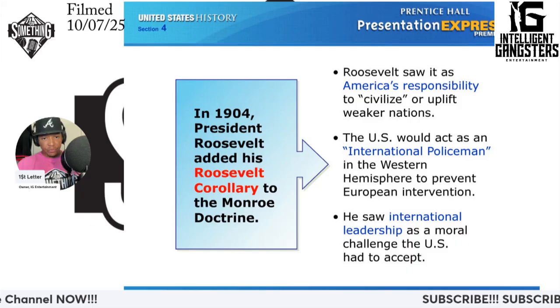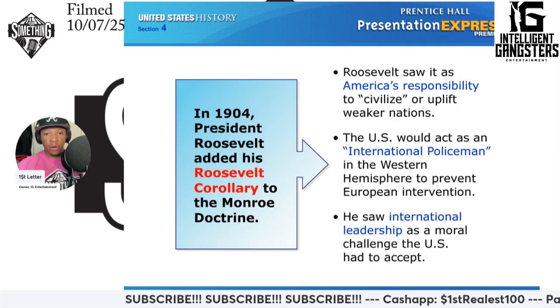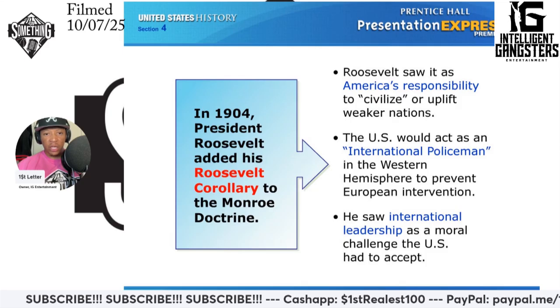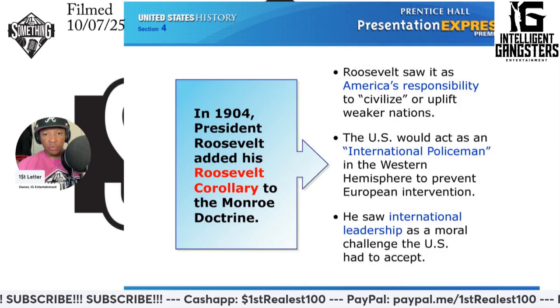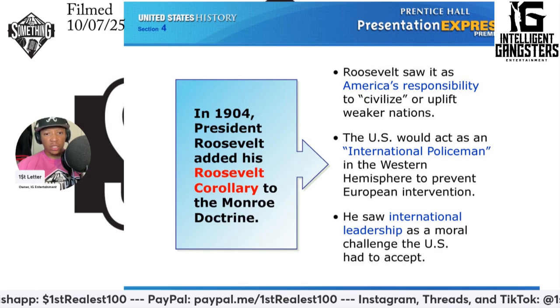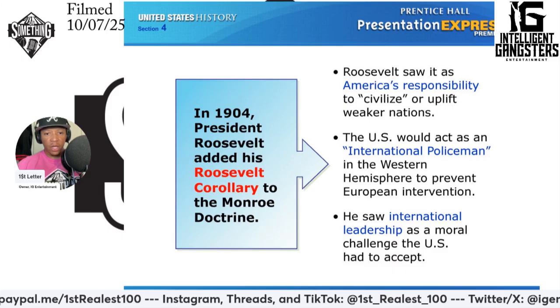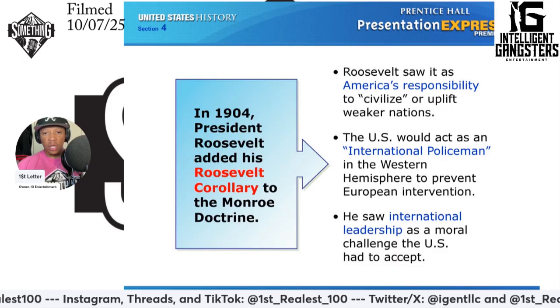All right. So let's pull up a world map real quick. All right, and let's talk about the Monroe Doctrine first, because if y'all gonna understand this, you gotta understand the Monroe Doctrine to understand the Roosevelt Corollary, or his addition to the Monroe Doctrine.